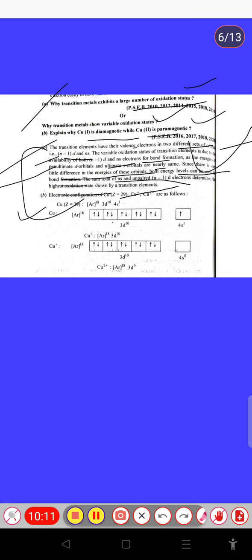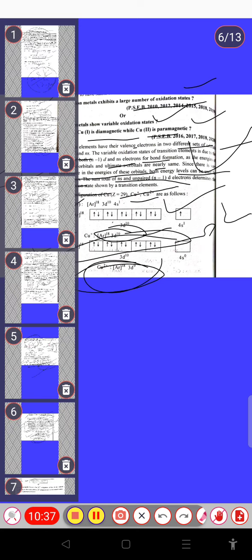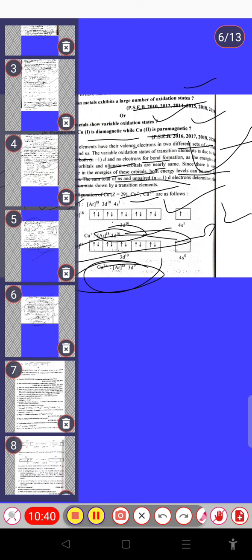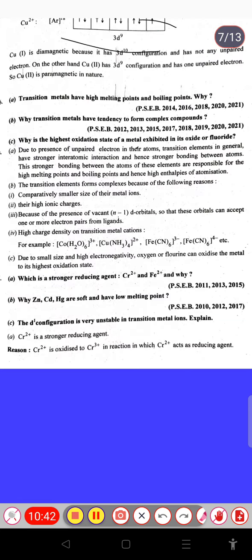The second question is, copper 1+ is diamagnetic and copper 2+ is paramagnetic in nature. Again write the electronic configuration of copper, 3d10 4s1, and the orbital structure can be shown. Copper 1+ is 3d10 and copper 2+ is 3d9. In 3d10, all the d orbitals are fully filled, no unpaired electron, hence it is diamagnetic in nature. In the case of copper 2+, 3d9 has one unpaired electron, and hence it shows paramagnetic nature. So this is the answer.